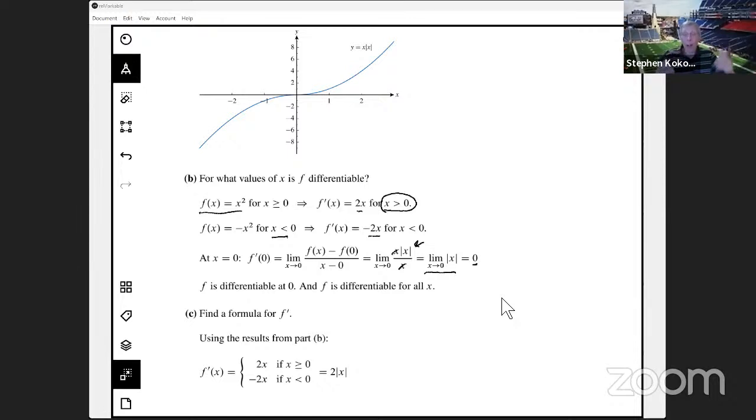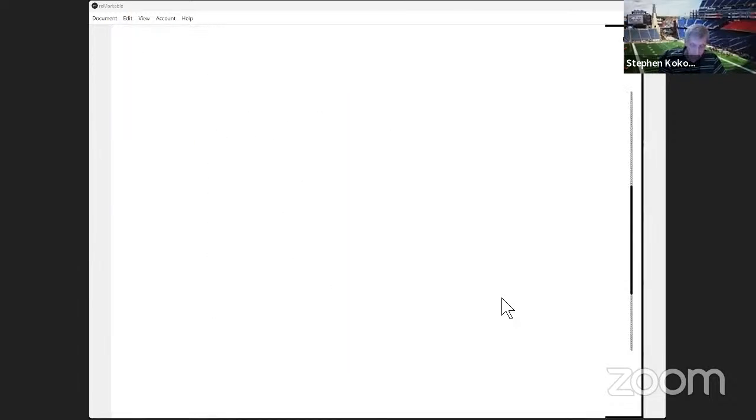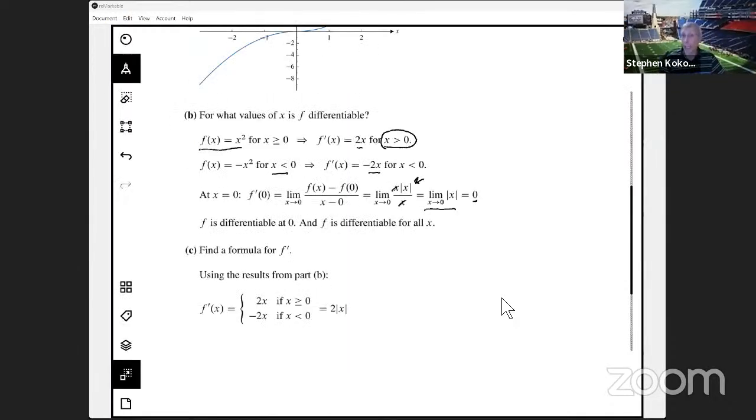So, can we put all of this together? Can we get a formula for f prime? It turns out that indeed you can. It turns out that the derivative f prime can be written piecewise like this: 2x if x is greater than or equal to 0, because for x greater than 0, we already showed there's the derivative, and if x equals 0, the derivative is 0, so that works. 2 times 0 is 0. And for x less than 0, there's the derivative.